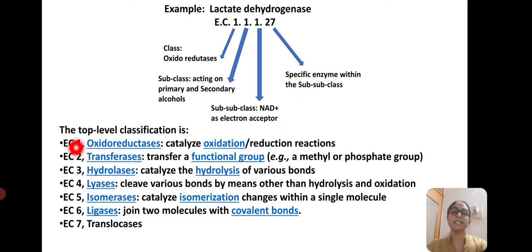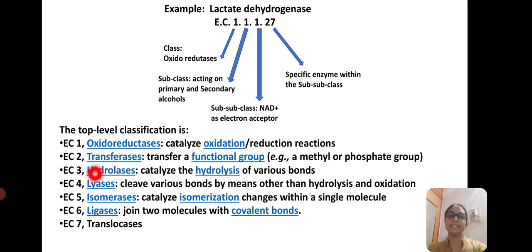So this is considered the top level classification or most recent classification. Here there are 7 major classes. As we saw here, the class oxidoreductase makes the EC number 1. That is the first class of the IUPMB classification. What are oxidoreductases? Oxidoreductases are the enzymes which help in redox reactions, where the oxidation of one substrate and reduction of another substrate takes place with the involvement of electrons, removal of electrons.